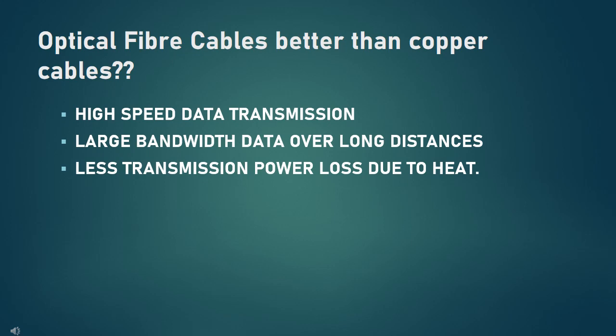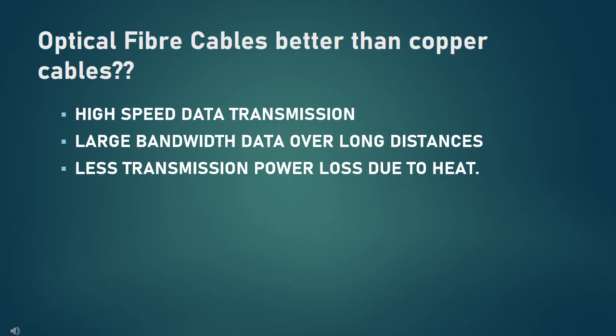The second one is high bandwidth data over long distances, because we know light has more information carrying capacity compared to other forms of carrier wave, so it can contain more information, and hence it has broader bandwidth than other forms of carrier waves.